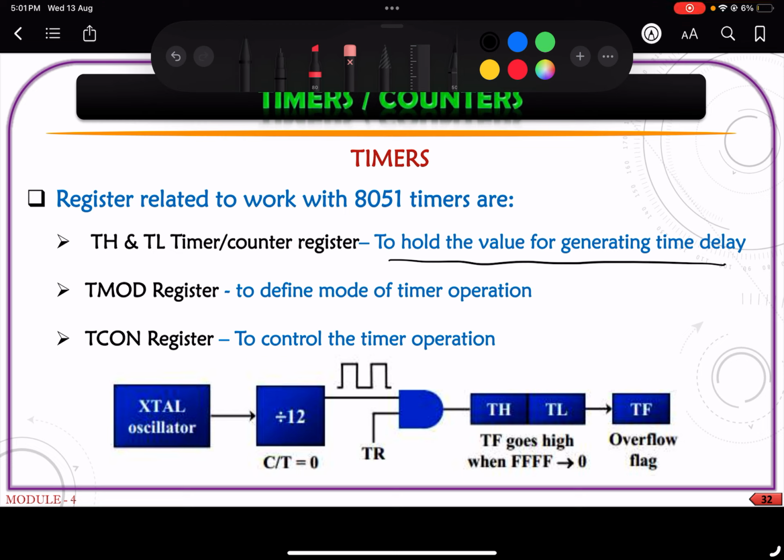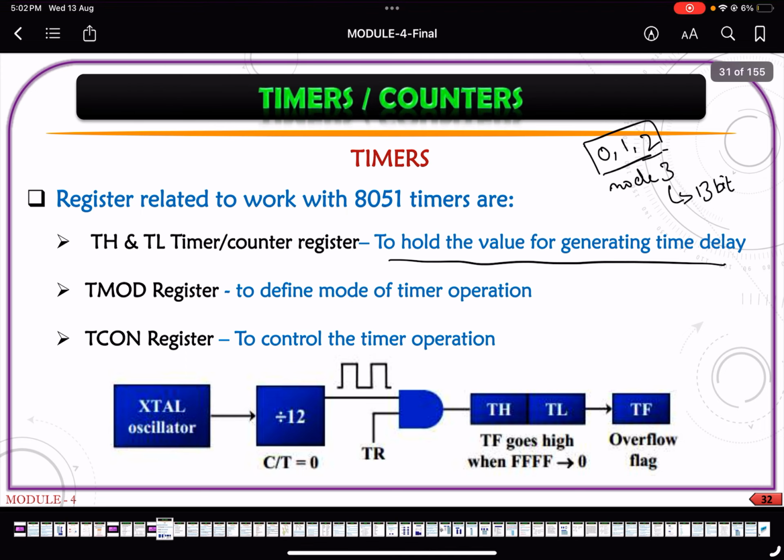Now, there are three modes of operation primarily, but you can occasionally have to use the fourth mode, which is called mode 3. So there's mode 0, 1, and 2. Most of your questions are going to revolve around these. Mode 3 is a 13-bit version which was developed for compatibility with older microprocessors, but you mostly will not have any questions related to that. And to control the timer's operation, there's also a register called the TCON register.